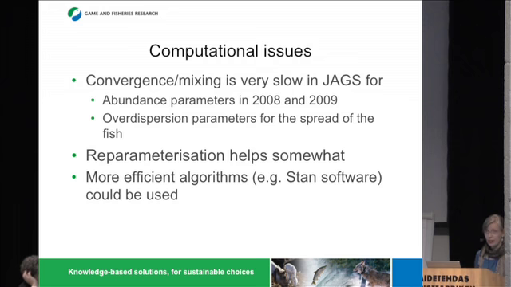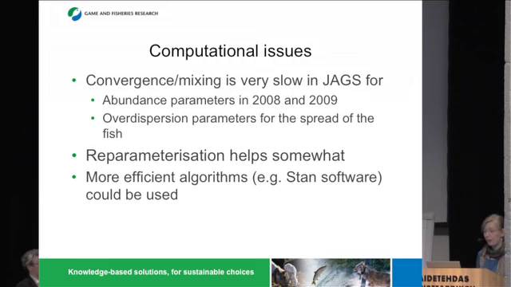And within these 6 years of data or time series, the abundance parameters for 2008 and 2009 are especially problematic. And this problem also takes place in the overdispersion parameters for the spread of fish. But the length composition and age composition of the fish, they are simulating far better.